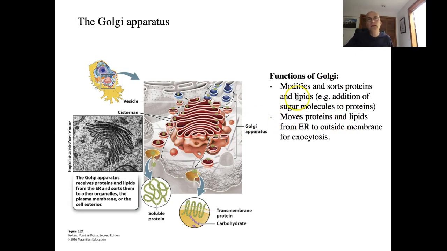And during the modification process of proteins, certain things can be added, subtracted, modified. So molecules can be added onto that protein. One group of molecules that are frequently added to proteins are sugar molecules. Those are called then glycoproteins. And then the Golgi moves these proteins and the lipids from the ER to the outside, for example, here through exocytosis.